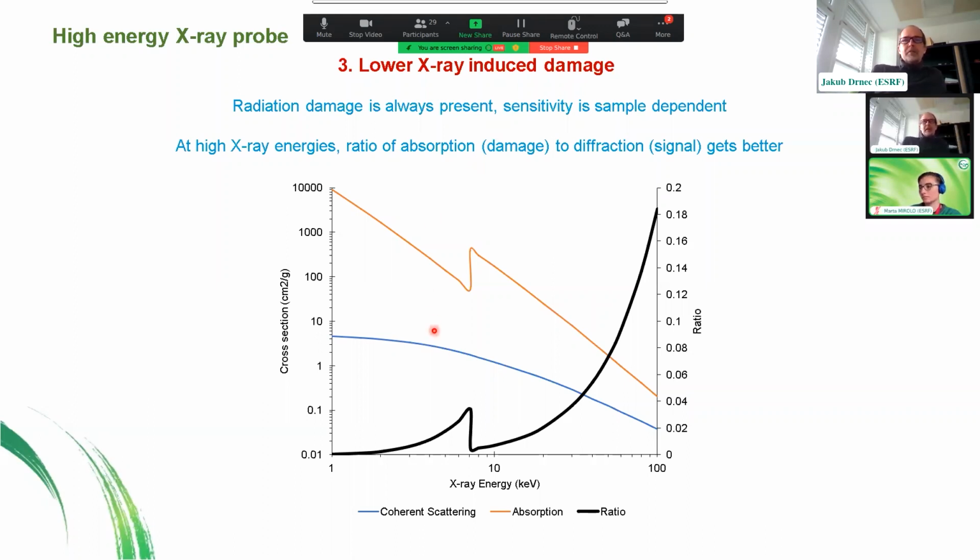So high energy helps you, especially for diffraction, because if, for example, this black curve is the ratio of the photoelectric cross section and the elastic scattering cross section, that's the blue line. If you take the ratio, then it goes up as a function of energy. That means that for less induced damage, you get more diffracted signal. So you don't need to expose the sample that long.